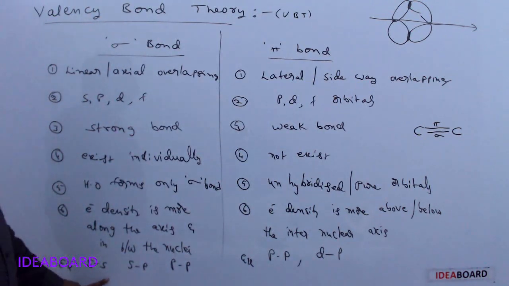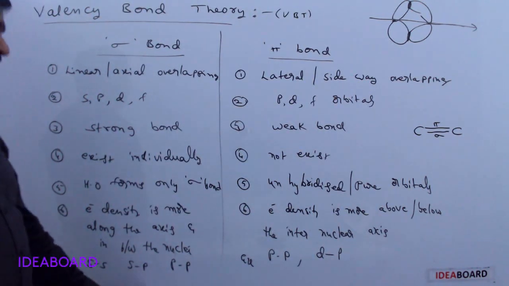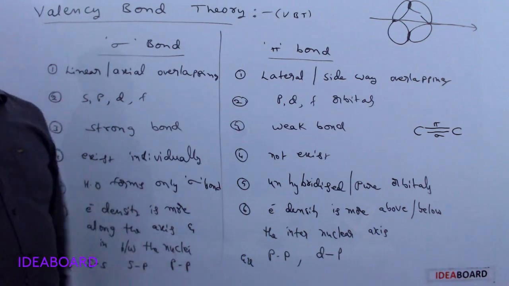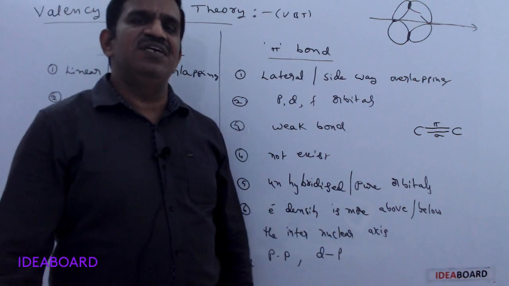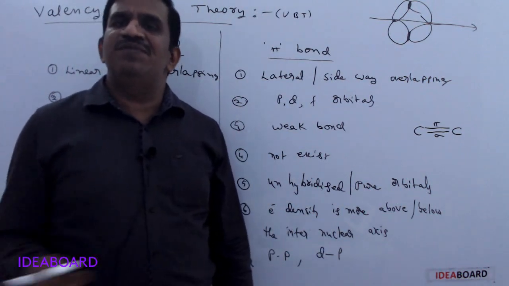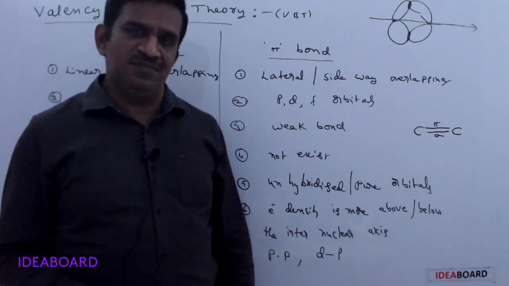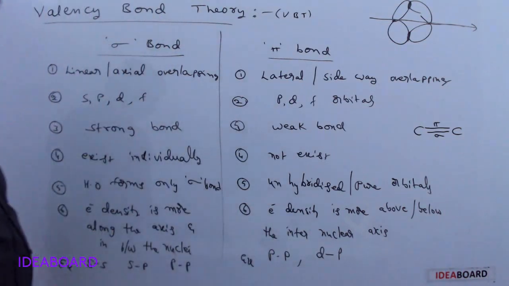Here s-s overlapping forms a sigma bond, s-p overlapping and p-p overlapping also form sigma bonds, whereas p-p overlapping and d-p overlapping can form pi bonds. s-s and s-p overlappings will never form a pi bond.